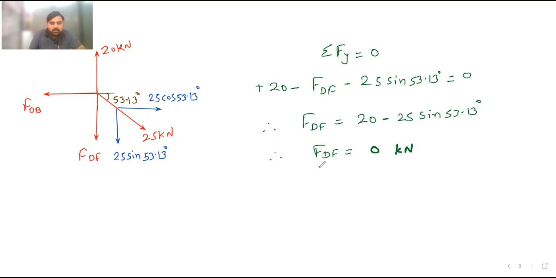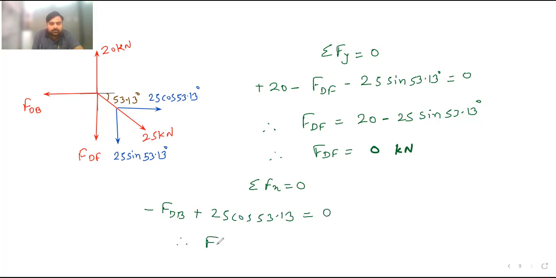So this is zero member. FDF is the zero member. Now apply summation fx equal to 0. Summation fx equal to 0. So it is minus FDB plus 25 cos of 53.13 is equal to 0.